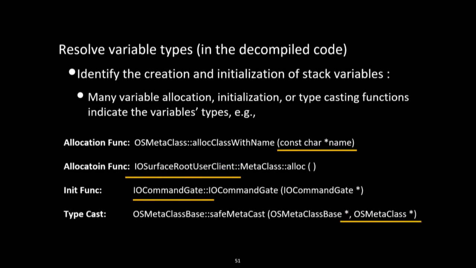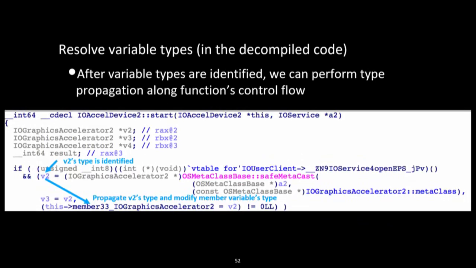For stack variables, we identify their creation and initialization by finding some typical functions as listed here. After variable types are identified, we can propagate the types along the function's control flow graph. During type propagation, we figure out which variables are assigned from the variable whose type is defined, and then set the types for them according to the identified type, just like this figure shows.